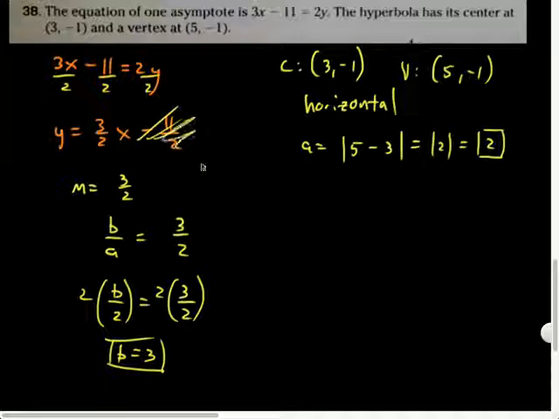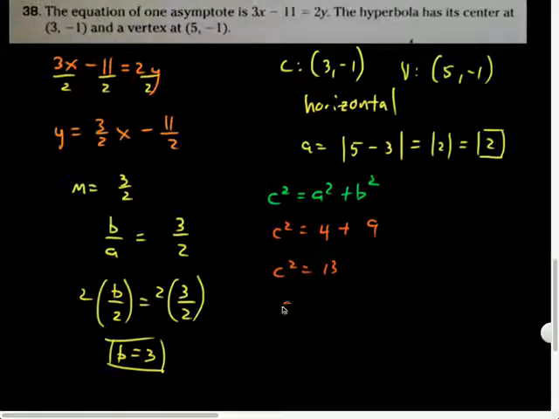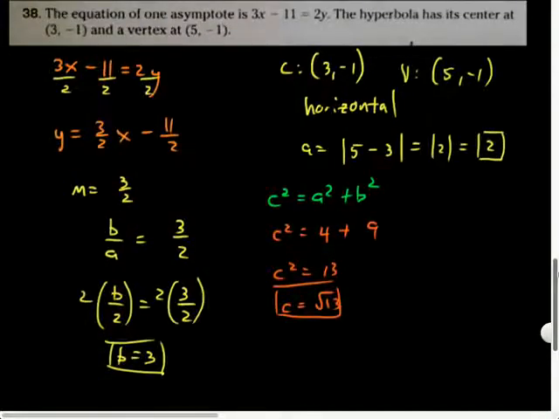I don't really care about the y-intercept of that. So now that I have that, I could find c, because c squared is equal to a squared plus b squared. I'll plug in what I know. So c squared is equal to a squared, which is 4, plus b squared, which is 9. So c squared is equal to 13. C is equal to the square root of 13. Bam, bam, bam. They just want the equation, so technically we didn't even need c, but I just want to point out that we could find it in case we wanted to.